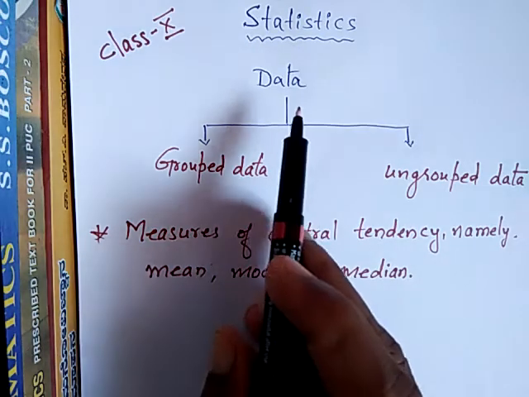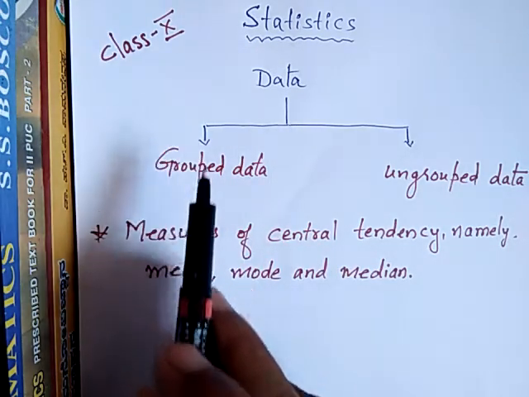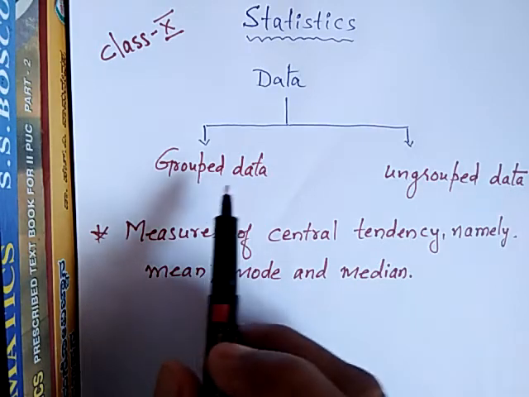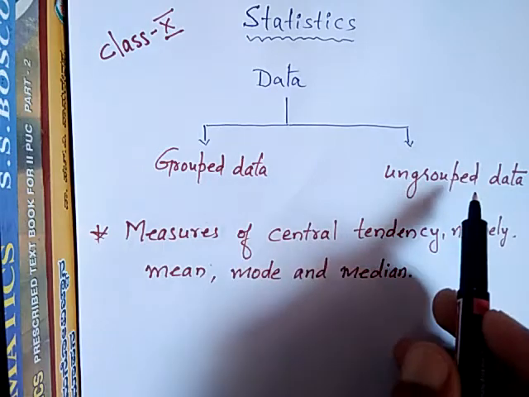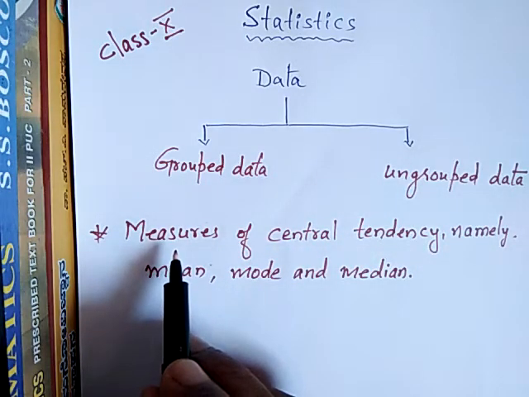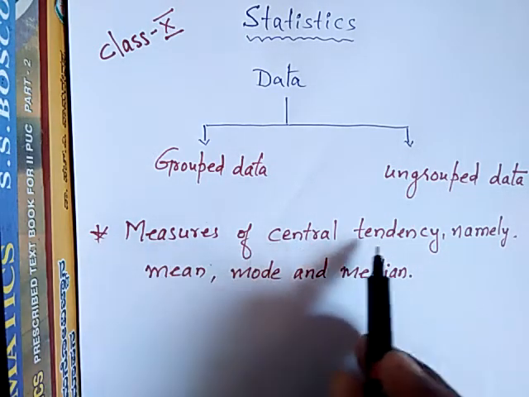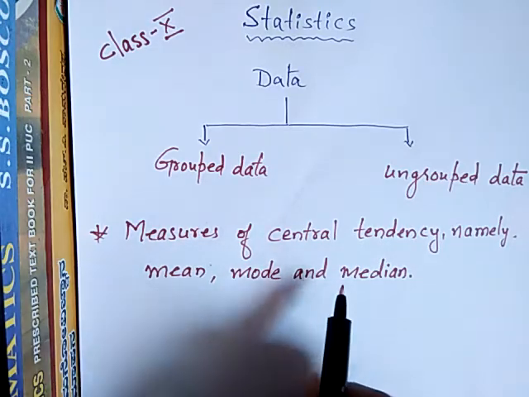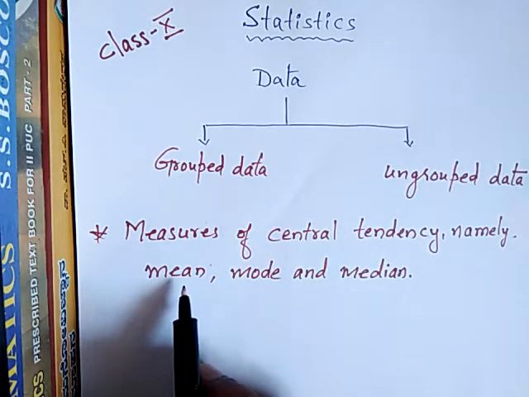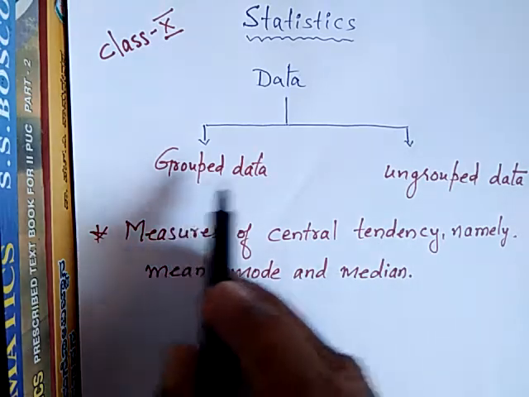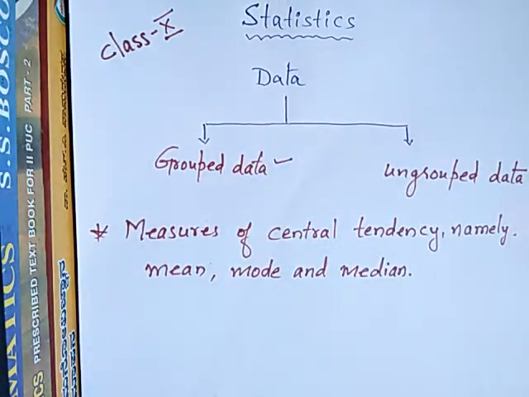Today we will learn the statistics chapter of class 10th. There are two types of data here: grouped data and ungrouped data. As we studied in 9th standard, the measures of central tendency are mean, mode and median. For ungrouped data we found mean, mode and median in 9th standard. Now we will study grouped data in 10th standard.